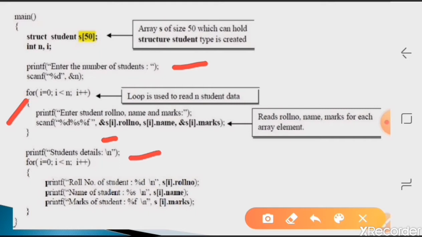Then we have a printf statement that displays whatever we received from the user. We give one printf statement for student details, and below that a for loop displays all the student information we received. While displaying, we use s[i].roll_number, s[i].name, s[i].marks. It displays one student's roll number, name and marks individually. This for loop runs for n iterations, so it displays all n students' information.